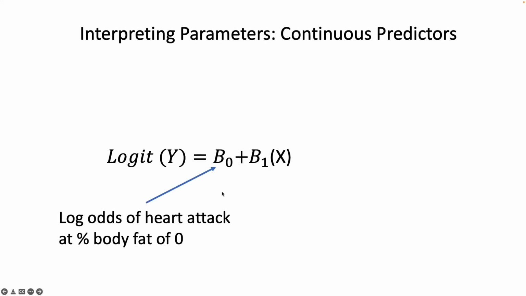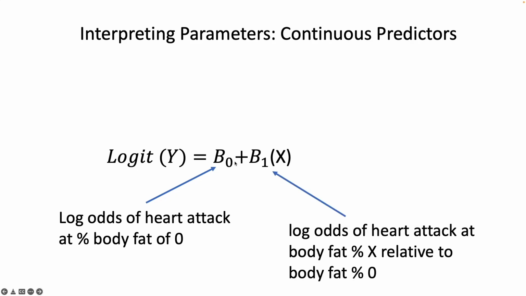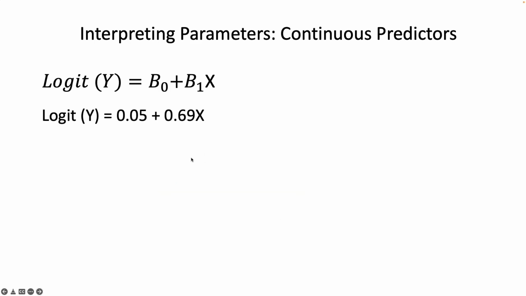Now the intercept represents the log odds of a heart attack at a body fat percentage of 0. It's the lowest possible value of this continuous exposure, and that has no biological interpretation. You can do things like centering. If you look up a different video on centering, that'll tell you how to change the referent to something that is more biologically interpretable. And this B1 here is the log odds of a heart attack at body fat X, so whatever value of X relative to 0. That'll be a bit more clear when I have my example.